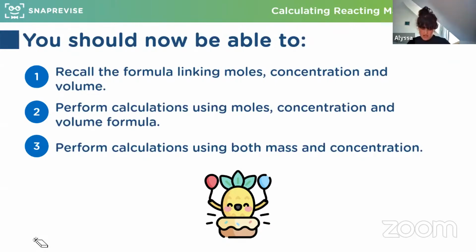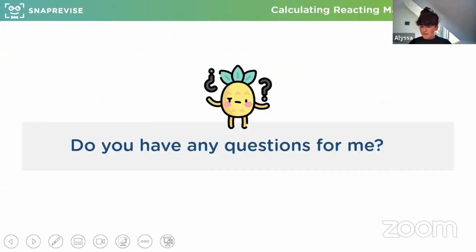So we've looked at the formula linking moles, conc, and volume. We've performed some calculations using it, and we've performed calculations using mass and concentration. Please feel free to have a go at that last exam question, which we didn't get through. But if you have any questions for me, then please let me know.